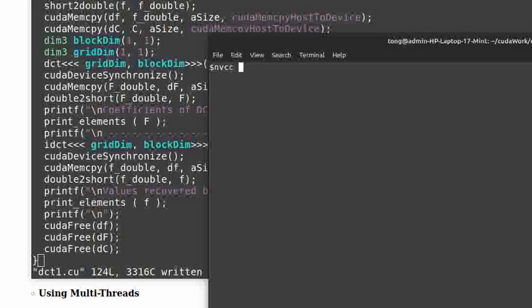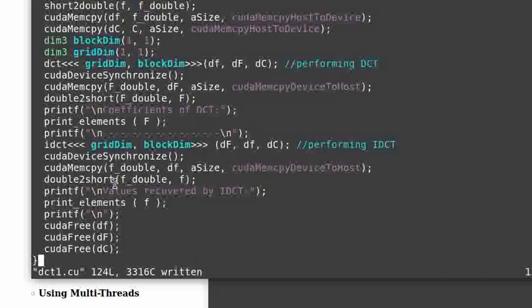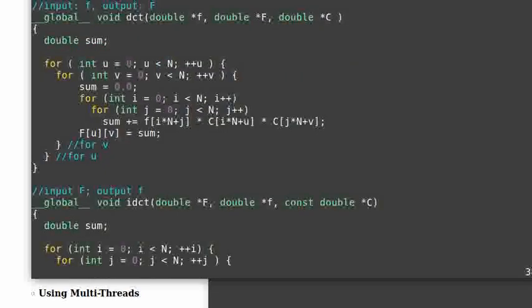nvcc DCT1.cu -o DCT1. There's an error at line 38. Okay, let's see, what's the problem? Oh, okay. So we haven't changed this yet. So this will be n times n plus v. Okay. So let's try again.